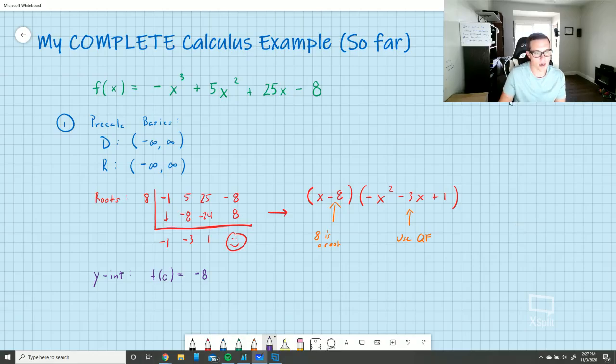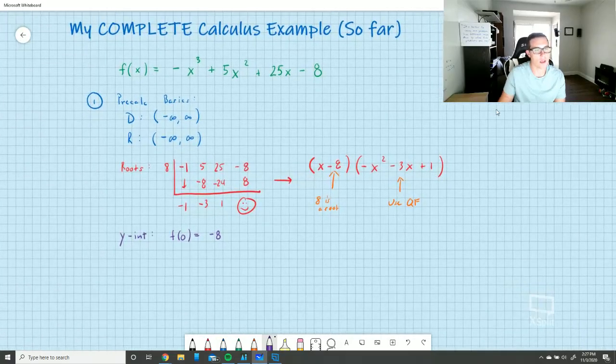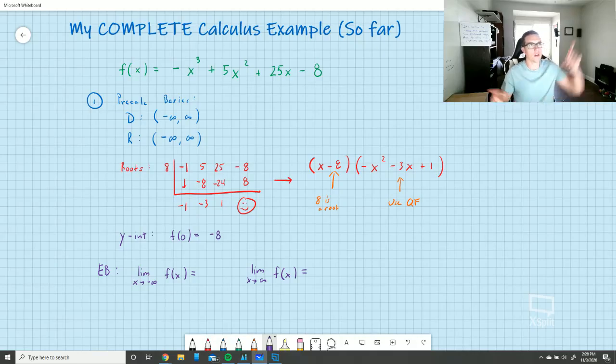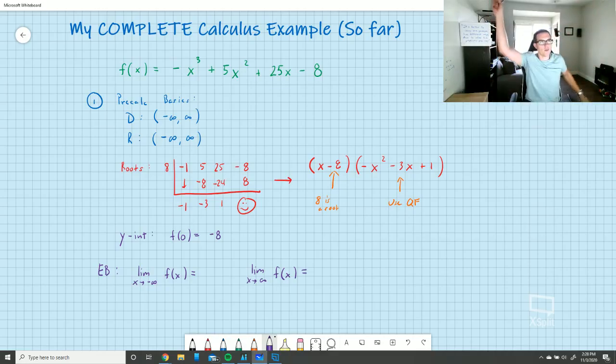Finally, in this kind of pre-calculus list of things you can do, you could tell me the end behavior in both directions. We do that by saying the limit as x approaches negative infinity of my function is something, and the limit as x approaches positive infinity of my function is something. Well, there's no horizontal asymptote in this, it's polynomial. It means it's going to either do this, this, this, or this. It's one of these, okay?